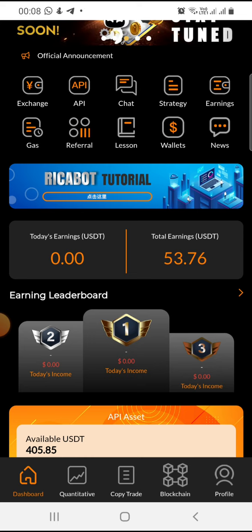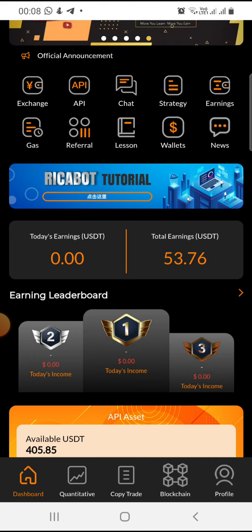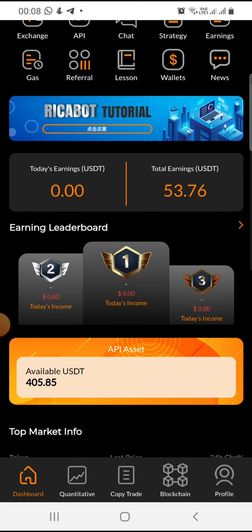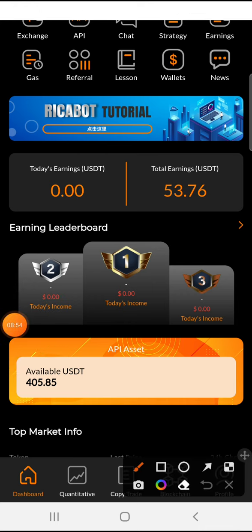Now let me explain how we can calculate our profit. When we see the app, we see we have a balance of $405.85. One thing I must tell you, I have an extra $9 included here, because I have some other business.